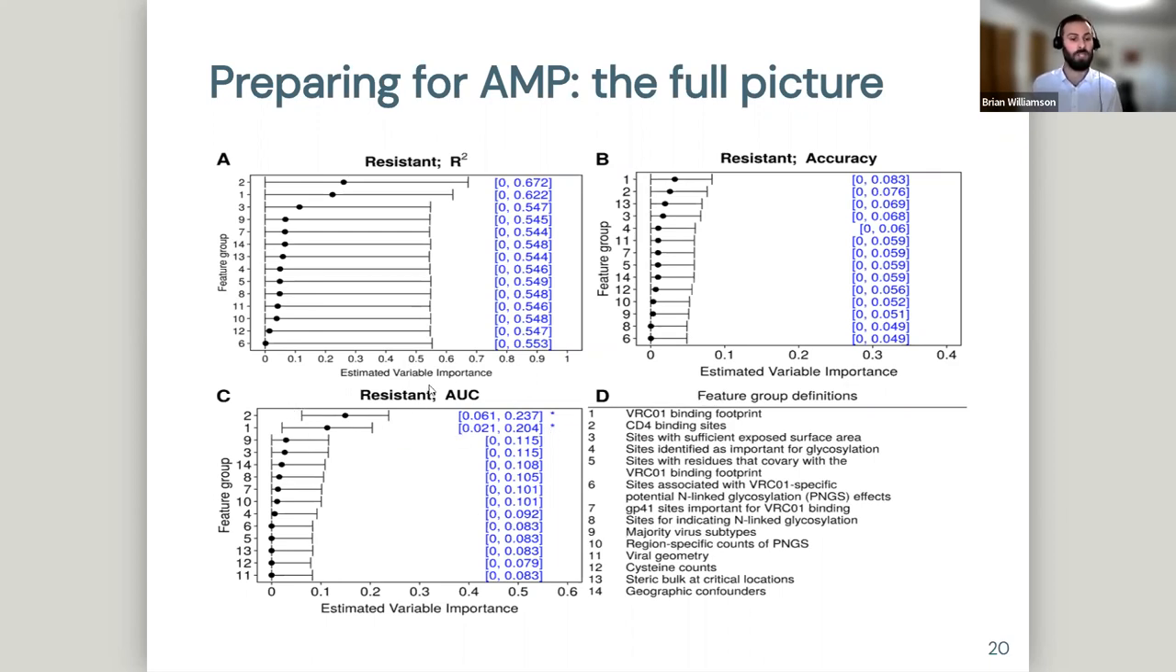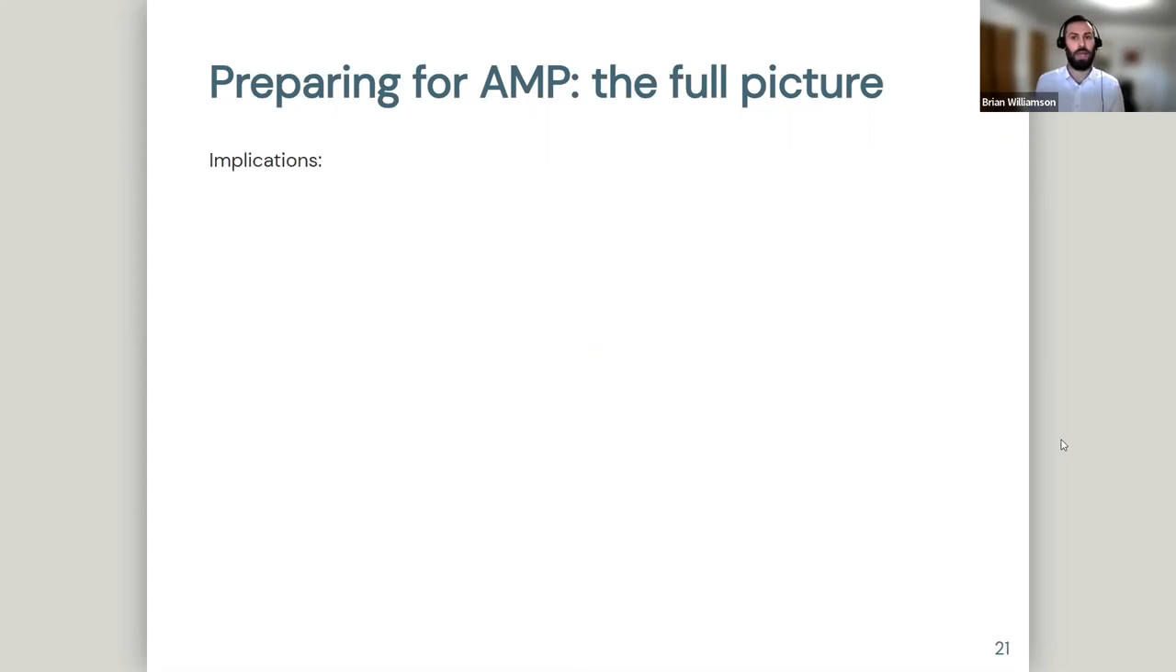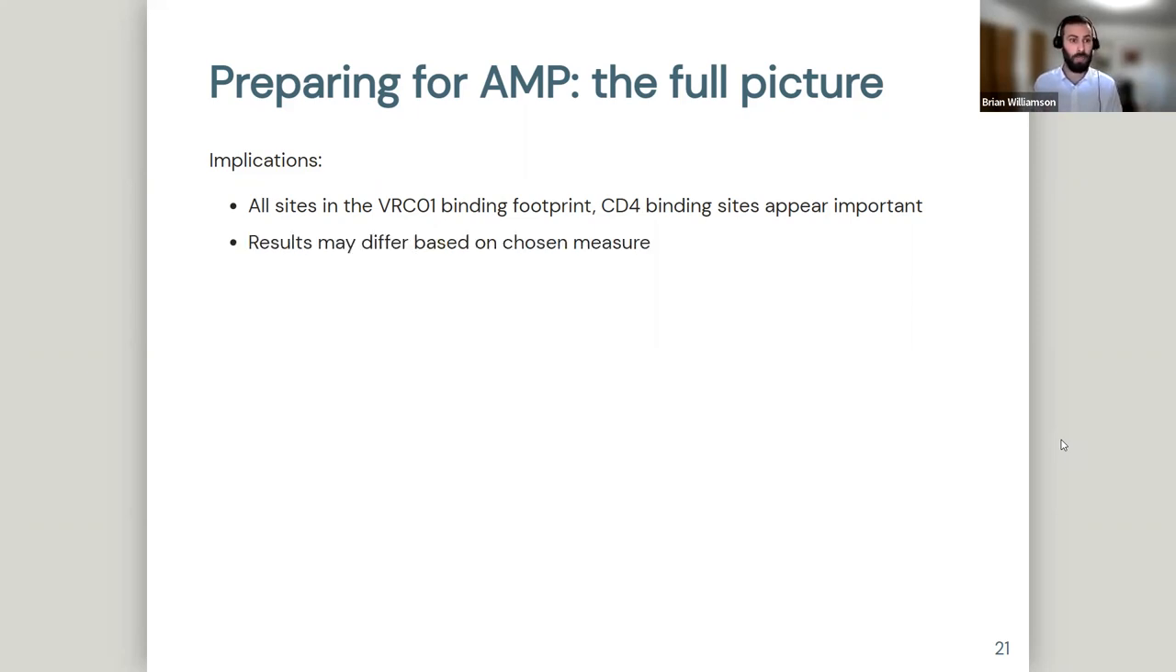But only in the AUC case are we getting separation between those and the remainder of the variable sets. And this has some implications for how we move forward with these variable importance estimates. So the first is that, based on the totality of evidence from these and from prior studies, mutations in these two different groups of sites appear to be important.